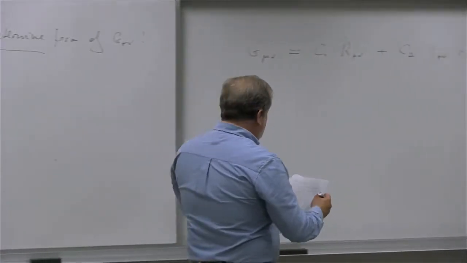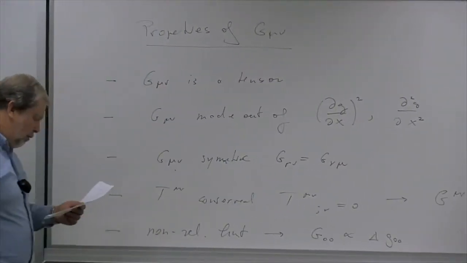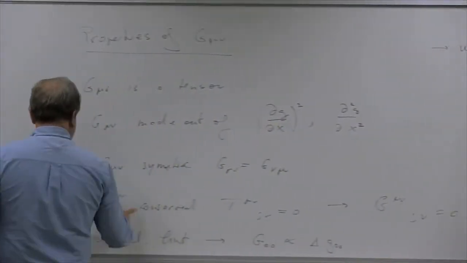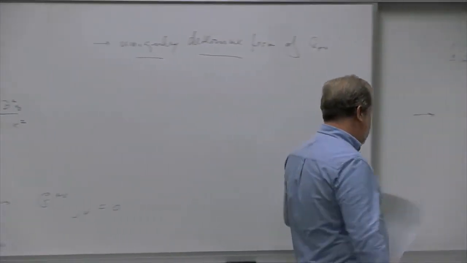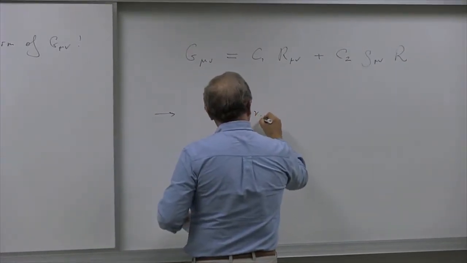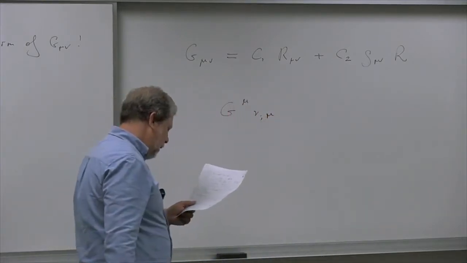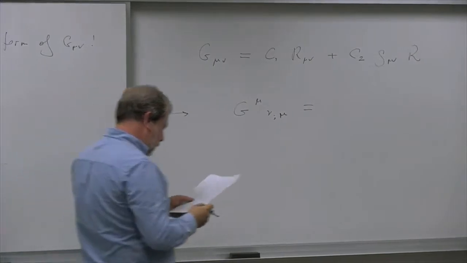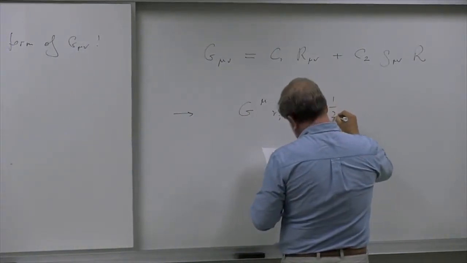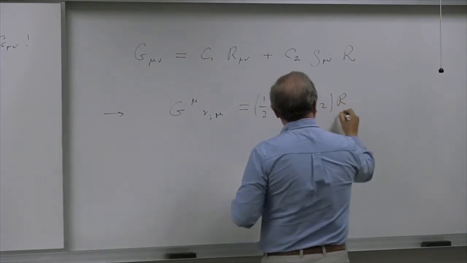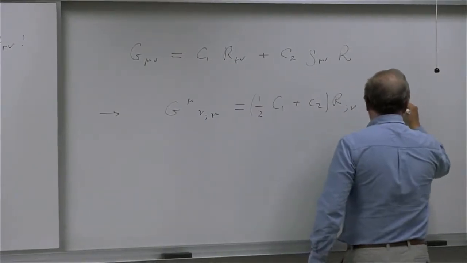Now we do require as well this third property. Sorry, this is satisfied as well because it's symmetric. So the remaining property, the next one, is that it should have a vanishing covariant divergence. In other words, we want G mu nu semicolon mu to be equal to 1/2 of C1 plus C2 times R semicolon nu, and that is due to the Bianchi identity.